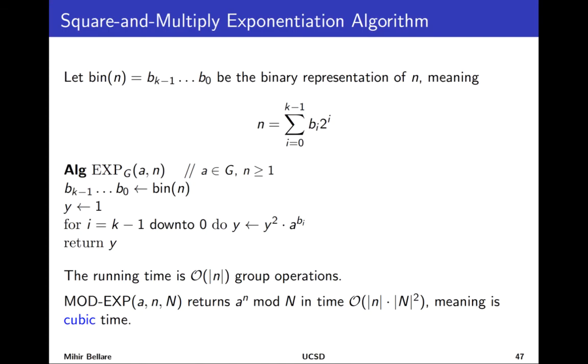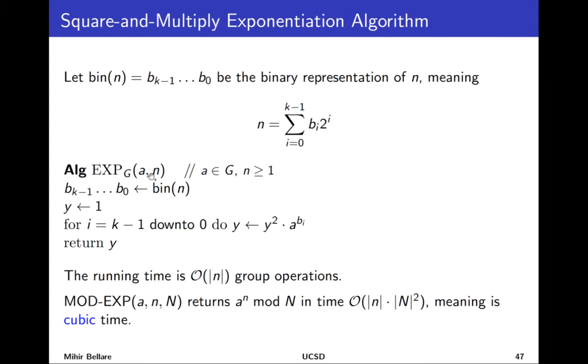Here's the actual pseudocode for that type of algorithm, where we define bin of n to be the binary representation of n, so that it returns the bits such that n can be written in this way shown over here. When I want to raise a to the power n, the subscript here indicates that this algorithm is for the group G, and hence we'll use group operations as primitive operations. a is a member of the group, n is simply an integer. For simplicity, non-negative, but it's easy enough to adapt this to negative because we can use the inverse group operation.